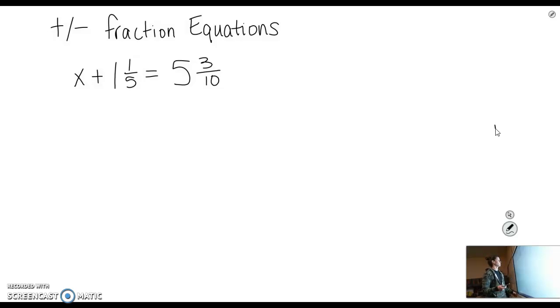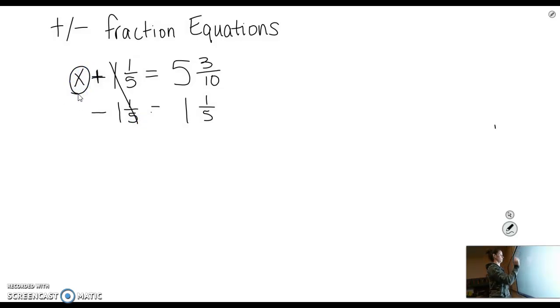Okay, so let's look at another equation where we're going to have to regroup for our last step. So we have x plus 1 1/5 equals 5 3/10. So in order to isolate the x, I'm going to do the opposite of addition, or the inverse operation, which is subtraction of 1 1/5 on both sides. These cancel out, leaving my x.